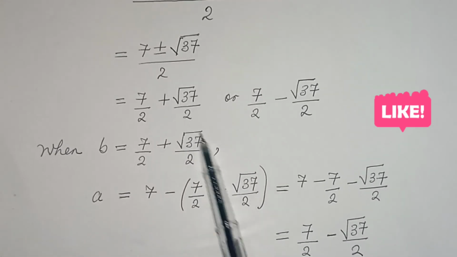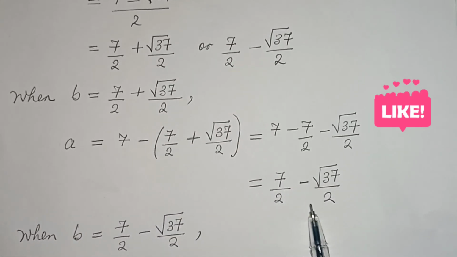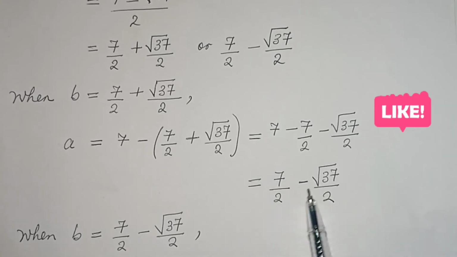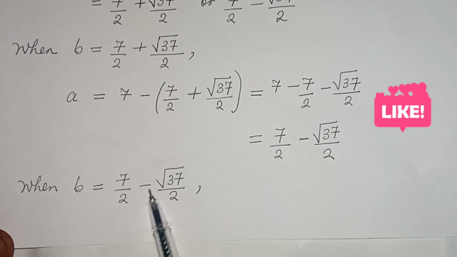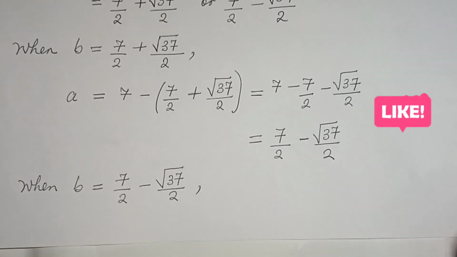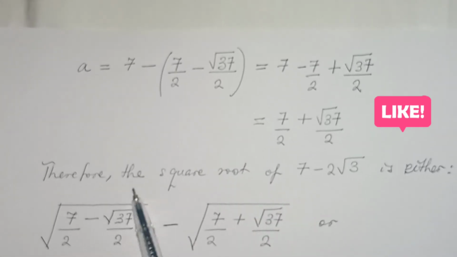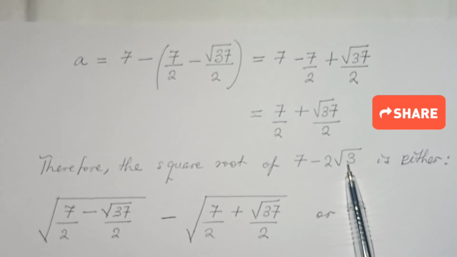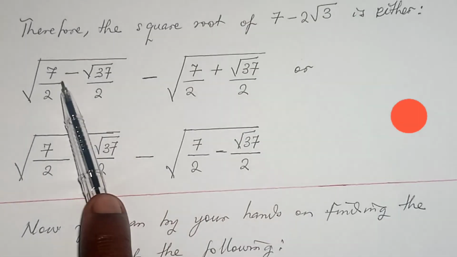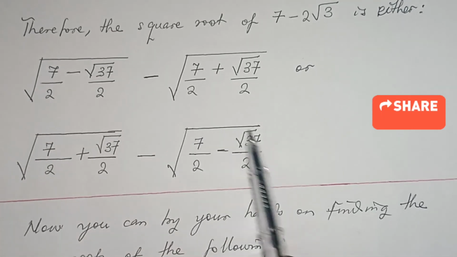All you have to do is to subtract what b is from 7 to get a, and simplify to get a. And that will simplify to this. 7 over 2 minus root 37 over 2. Then when b equals 7 over 2 minus root 37 over 2, your answer simplifies again to this. Okay? So that makes the square root of 7 minus 2 root 3 either this when this is a and this is b, or this when this is a and this is b.